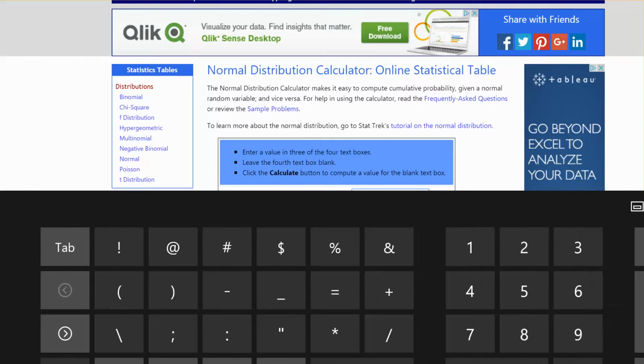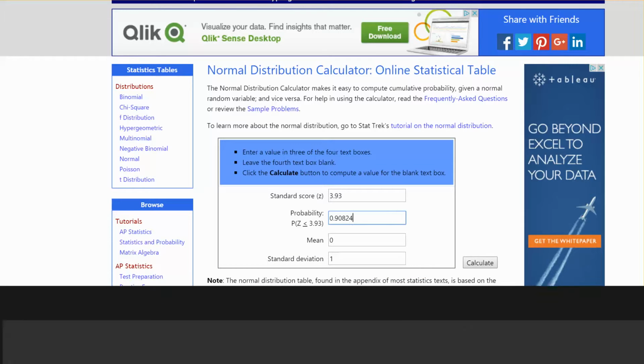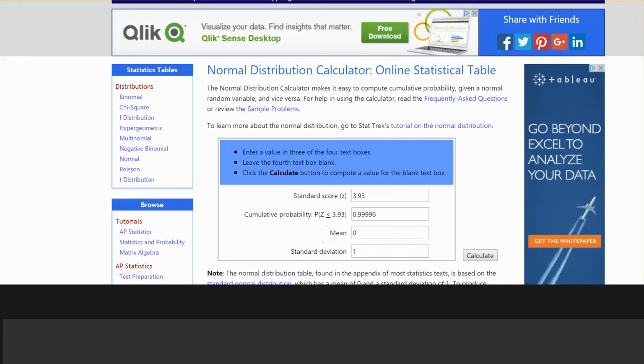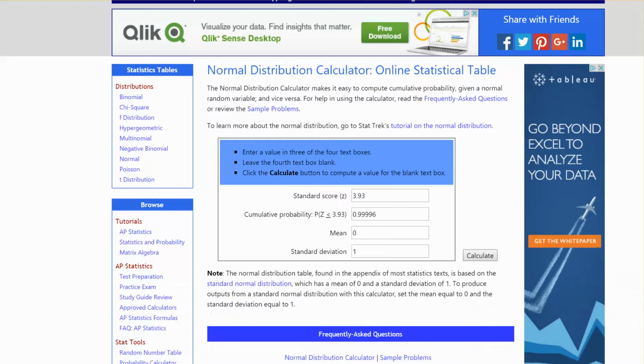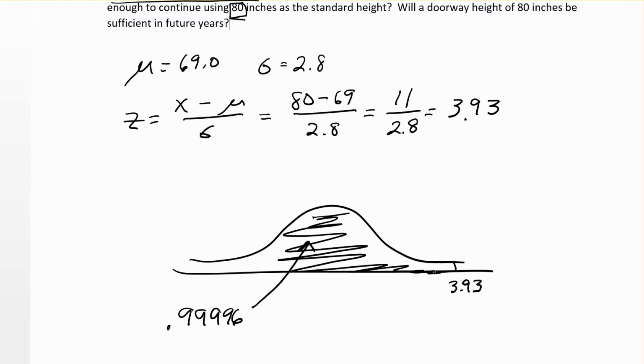Sorry, I'm trying to punch all these numbers in. Now we need to get rid of the probability there. Let's just delete that section. And let's calculate. So we get a cumulative probability of 0.99996. That is the area underneath the curve and left of a z-score of 3.93.